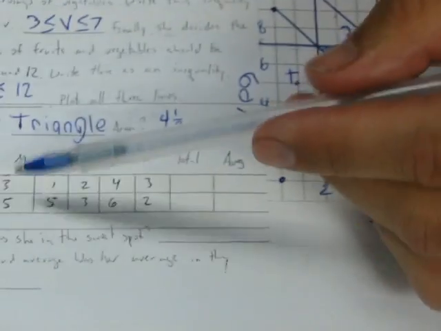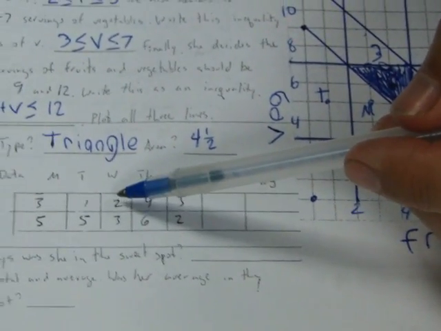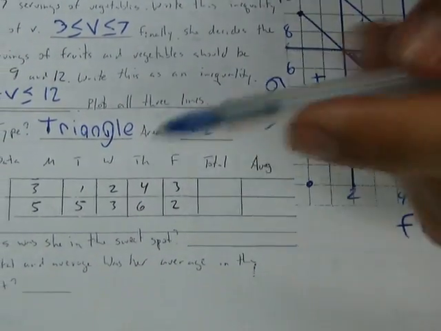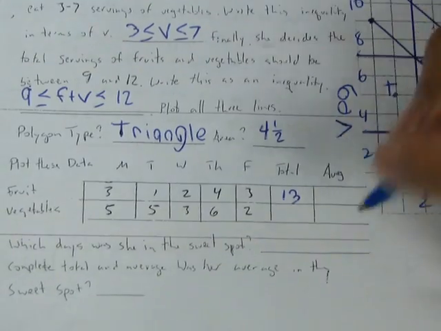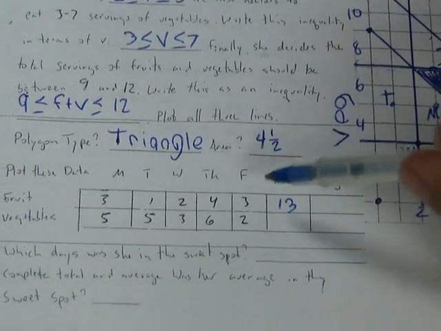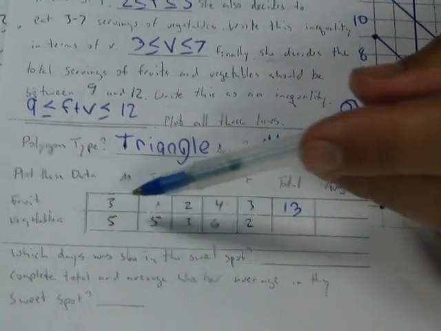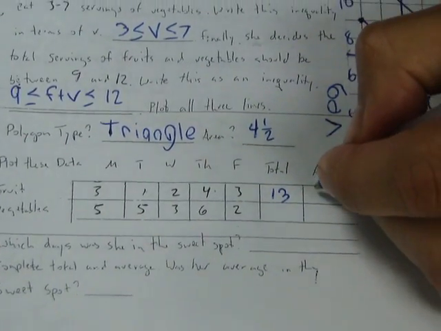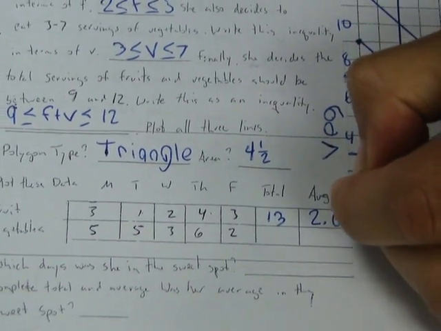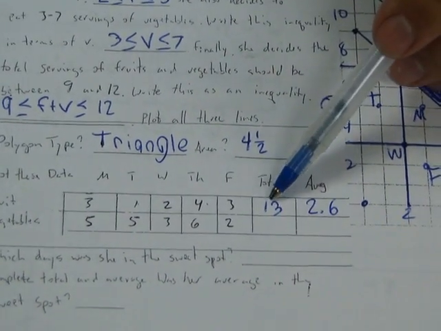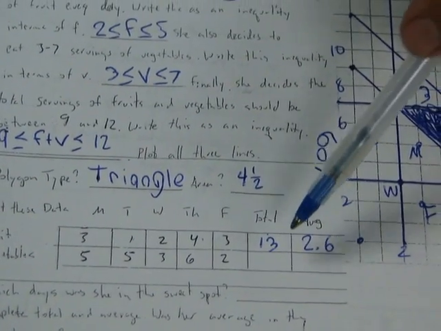Now we'll do the totals. So 3 plus 1 is 4, plus 2 is 6, plus 4 is 10, plus 3 is 13. And if you want to find the average, what you do is you divide by the number of terms. So 1, 2, 3, 4, 5. 13 divided by 5 is 2.6. What you can do is you can double the number and move it over to divide by 5.